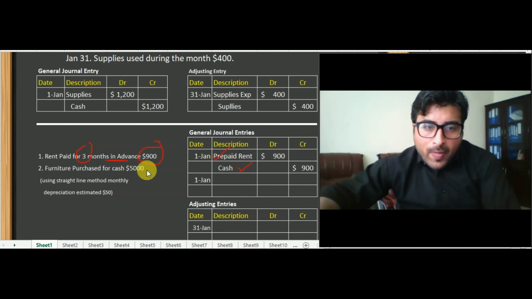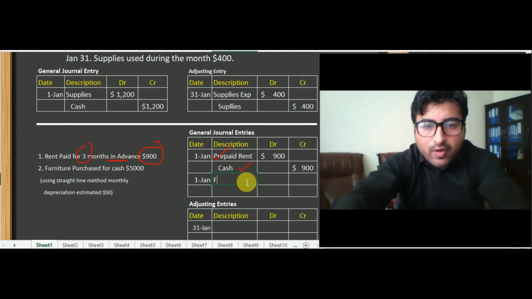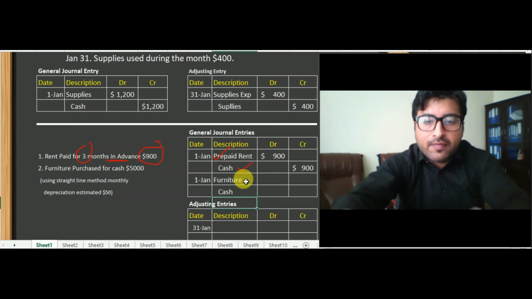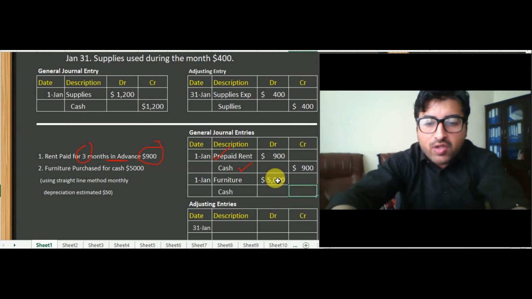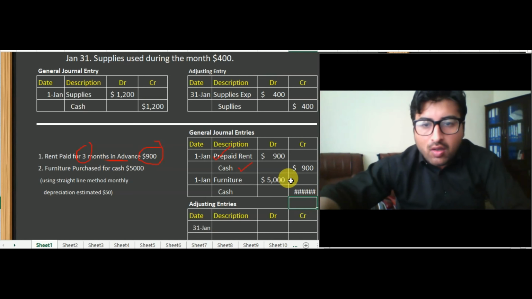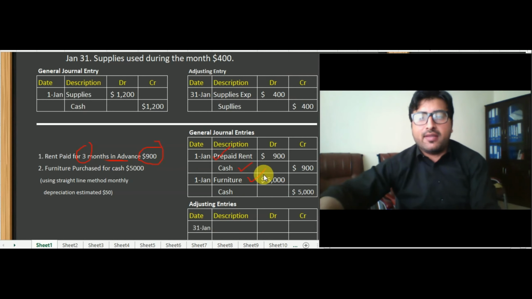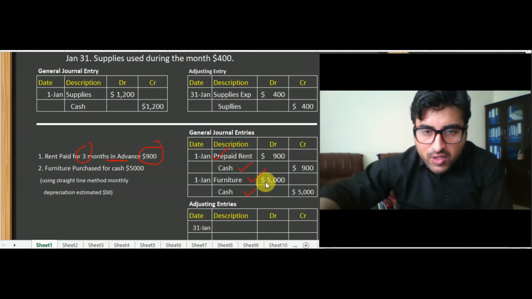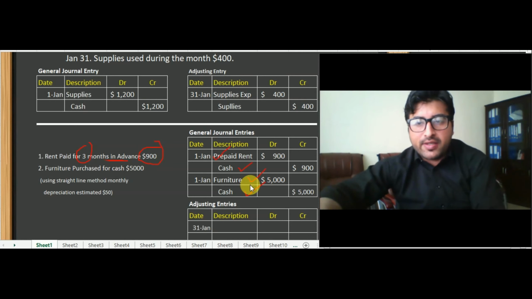Okay, now another transaction, we have a furniture purchase for cash, $5,000. So here we are debiting furniture and we are crediting cash. How much furniture is debited? $5,000. And how much cash is credited here? $5,000. Okay, why are we crediting and debiting here? Furniture is debited because here there is an increase in a fixed asset, right? And here we have a decrease in cash, a current asset.